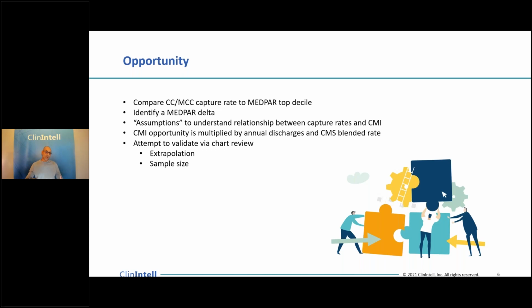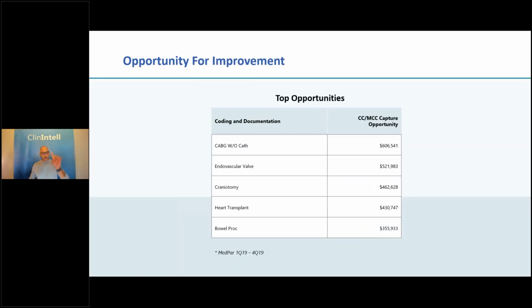All right, so of course, if you've been watching over the months, you cannot review a statistically significant number of charts across a very large organization. Furthermore, it depends who's reviewing the chart, and opportunities can only be identified based on information in the chart. So that's one methodology. So identifying opportunities, somehow in shape or form, MCC, CC capture rates play a role.